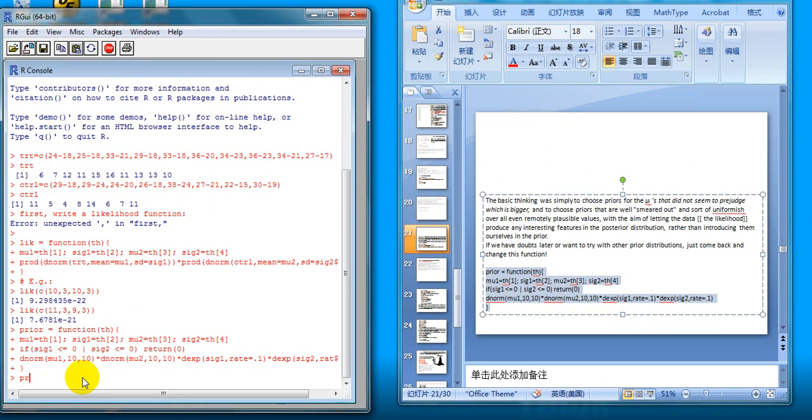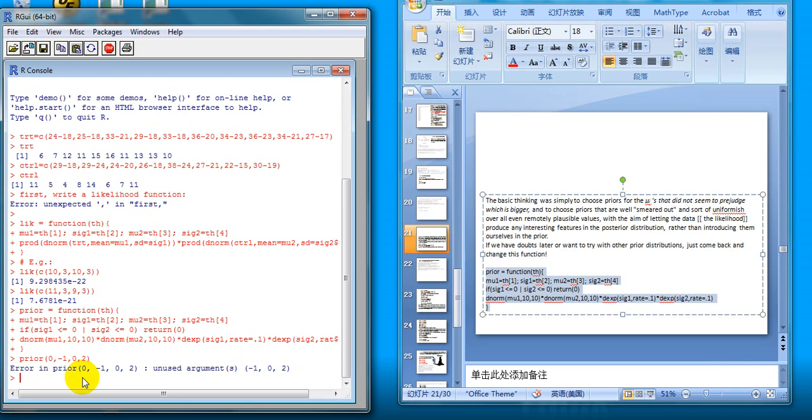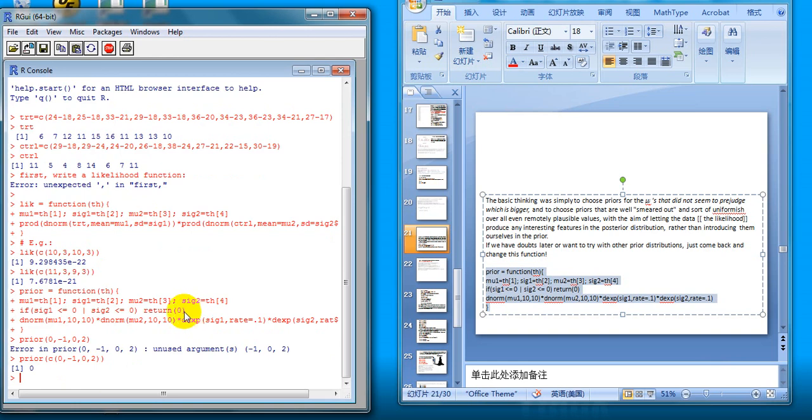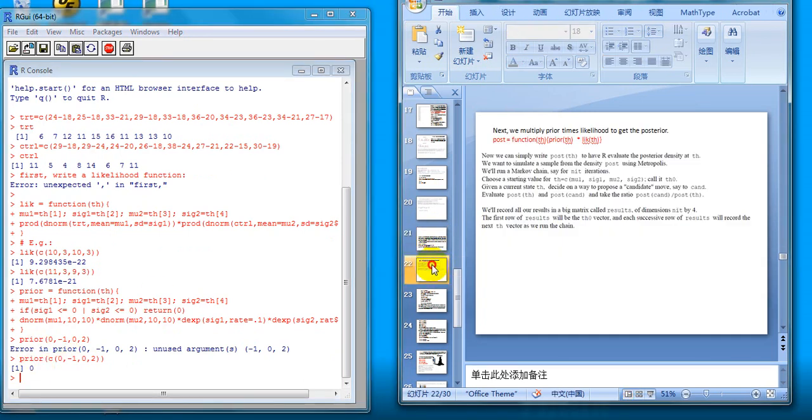Okay, so for prior, we can try if you make it 0, -1, 0, 2. Oh, I need to make them into a vector. Okay, so you got 0 prior because sigma1 I put as -1, right? If it's a negative number, then the probability is always 0. Okay, the post is easy because it's just one row.